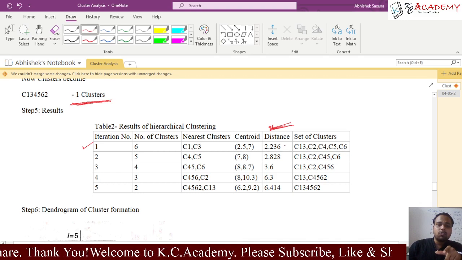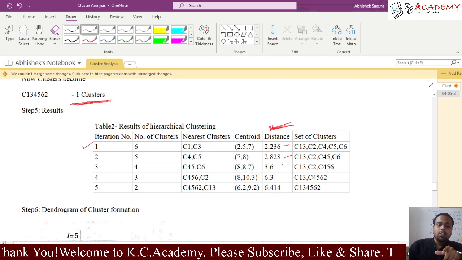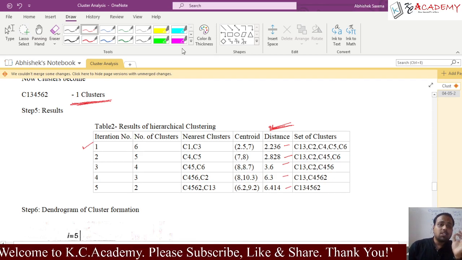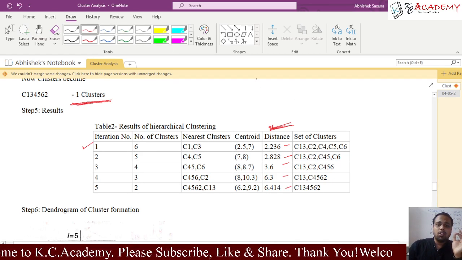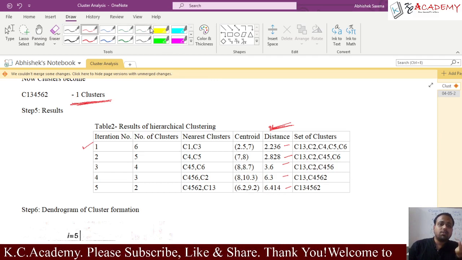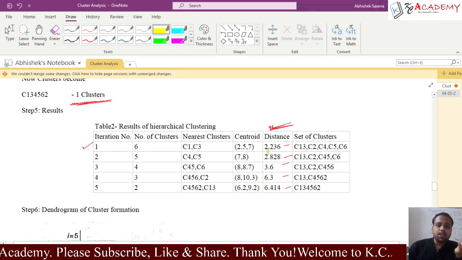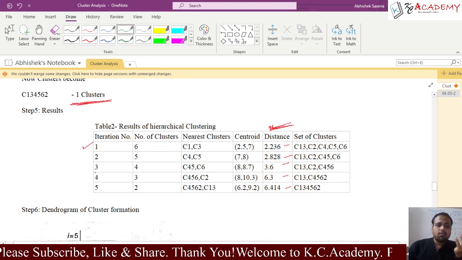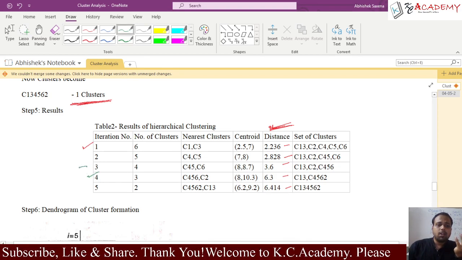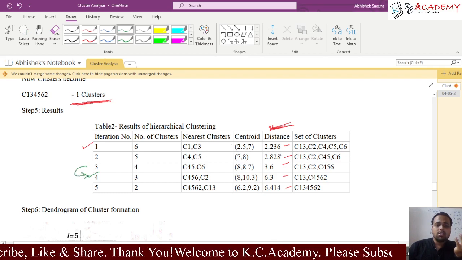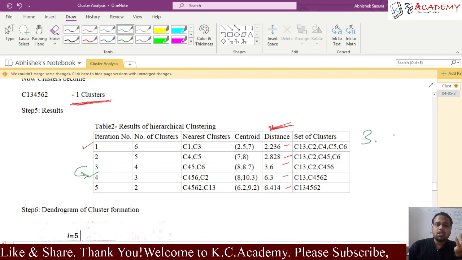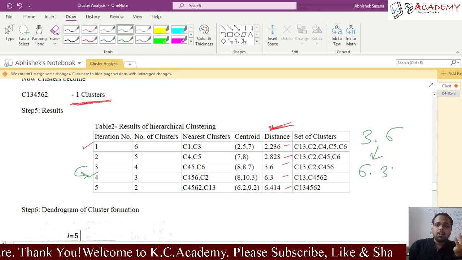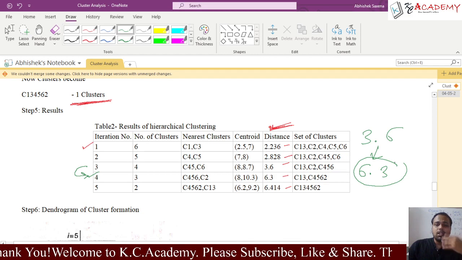So see, first one is 2.2, second 2.8, 3.6, 6.3, 6.414. But which is our answer? Which cluster? We got these 5 answers. Which one is our answer? So you have to check where there is a sudden jump. See, from the third to the fourth iteration, you can see there is 3.6, and from 3.6 it is jumping to 6.3, which is very far. 6.3 is approximately double the 3.6.